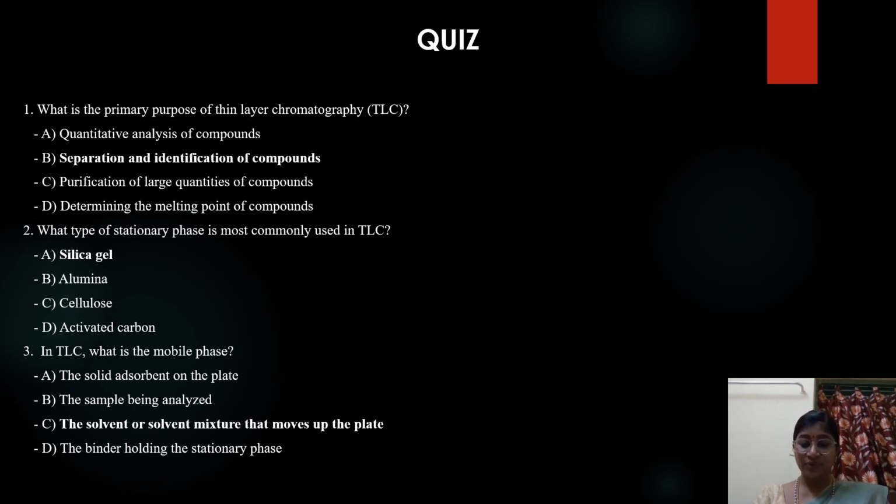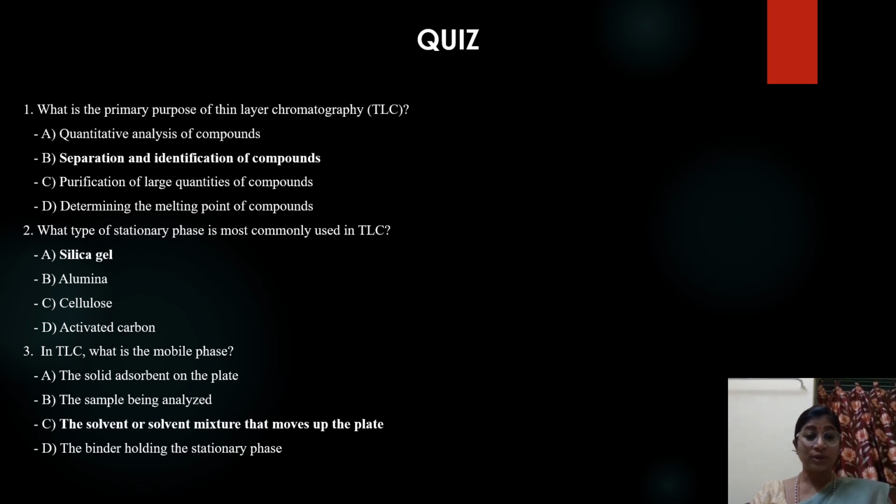We have some quiz questions now. So now we clearly and thoroughly know about TLC, that is thin layer chromatography: the principles, choice of solvent, choice of adsorbents, how we develop the chromatogram, how we interpret the results, what is meant by RF value, and its applications also. Now let's see the quiz, just simple 10 questions.